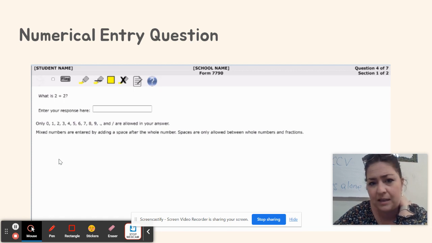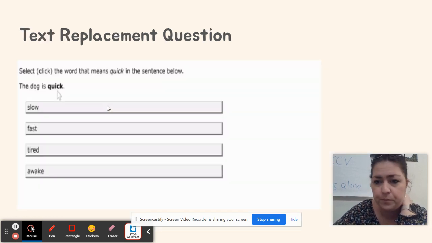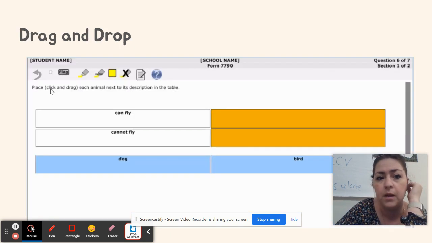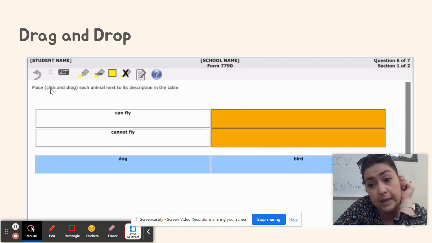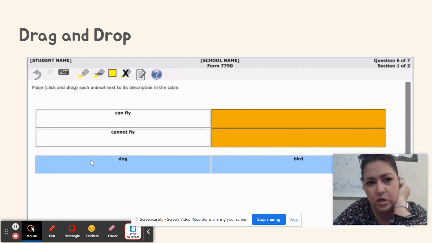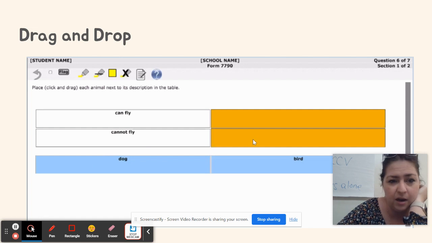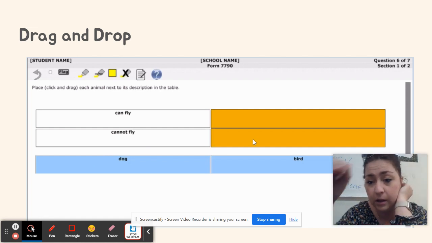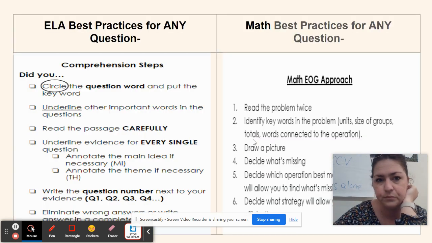Numerical entry is as it sounds, you enter a number. Text replacement, so the kids would click on, let's say I want to click on the word slow. If I click on that, it automatically replaces the word quick. And then drag and drop is how it sounds. So you would drag the word dog over to cannot fly and drop it. And then if you want to pull it back, you literally click on it again and pull down.